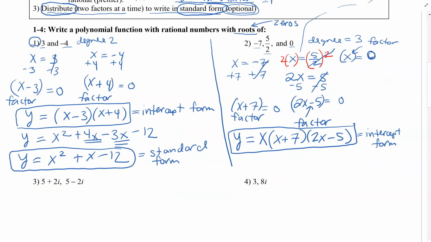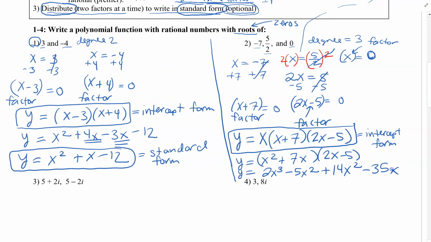For the sake of the video, though, I will go ahead and FOIL it out just so you can see the connection between these zeros and the standard form. So I think what I'll do first is distribute the x to the x plus 7. So I'd get x squared plus 7x. And then I'll FOIL that factor, x squared plus 7x, to the 2x minus 5. And so when I do that, I get 2x cubed, because I have x squared times 2x, minus 5x squared, plus, if I do 7x times 2x, I get 14x squared, and then 7x times -5 is -35x, and then I can combine these two in the middle.